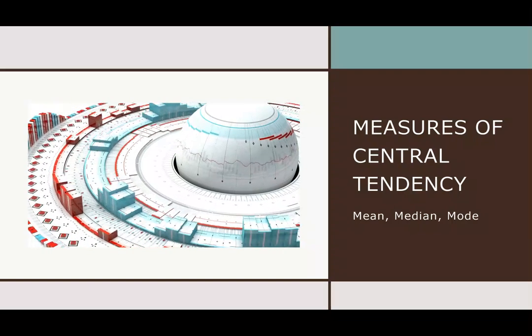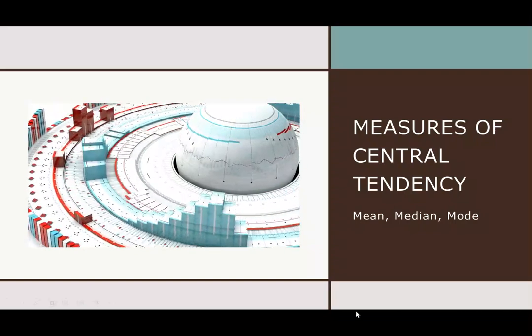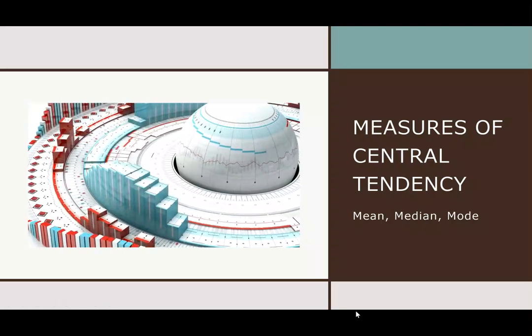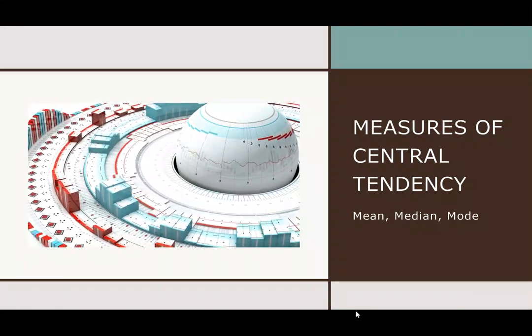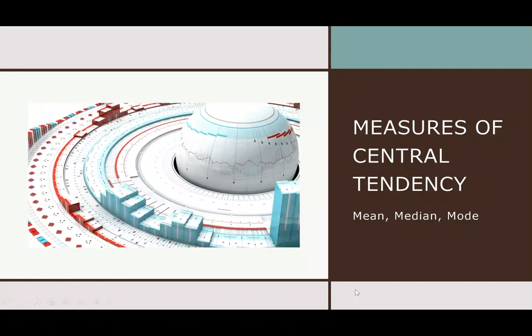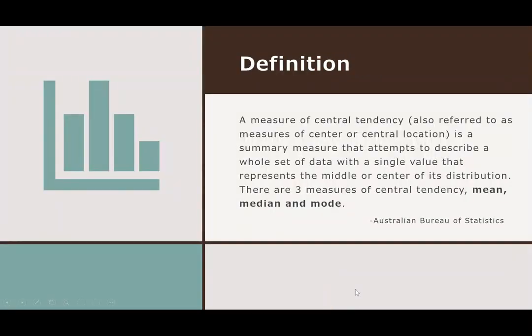Hi, everyone. Today we're going to talk about measures of central tendency, also known as the measures of center. There are three. They're the mean, the median, and the mode. First, let's start with a definition. A measure of central tendency, or a measure of center, is a summary measure that attempts to describe a whole set of data with a single value that represents the middle or center of its distribution.